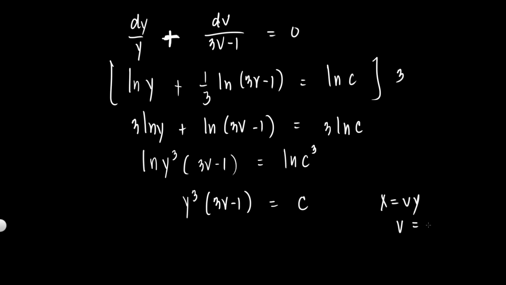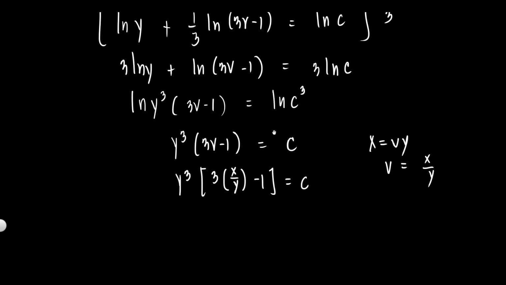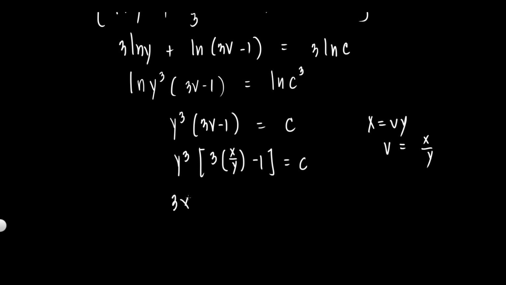So what is v? v is x over y. So substitute lang natin yung v dito. So y cubed times quantity 3 times v, v is x over y, minus 1 equals C. Okay? So the final answer is 3xy squared minus y cubed equals C. Okay? So this is the final answer, the general solution.